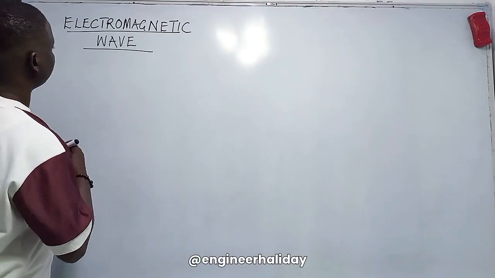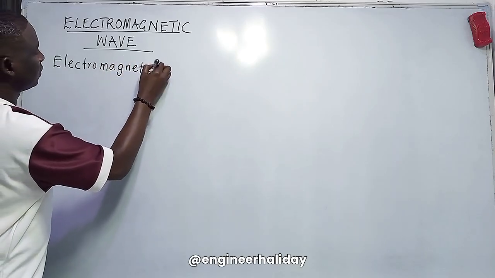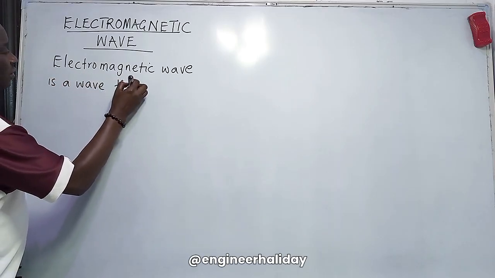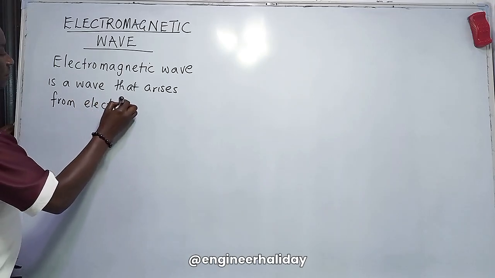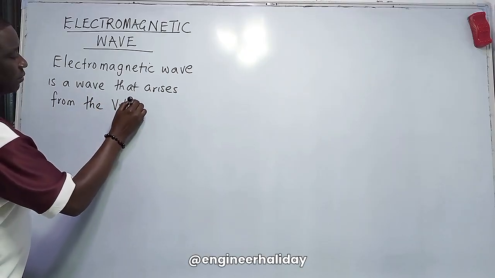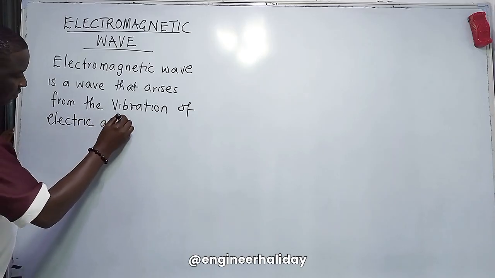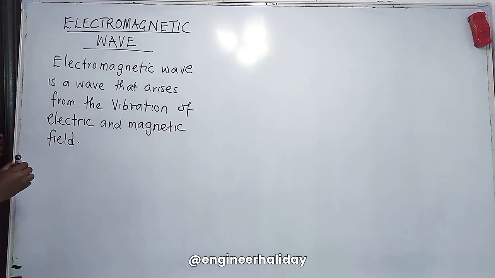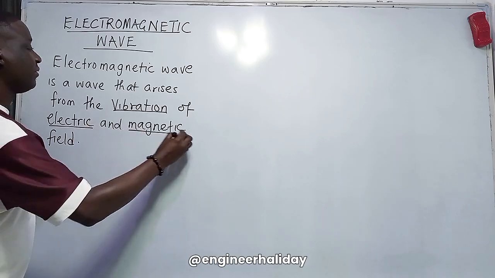Now, what is an electromagnetic wave? An electromagnetic wave is a wave that arises from the vibration of electric and magnetic field. So it's a wave that arises from the vibration of electric and magnetic field.